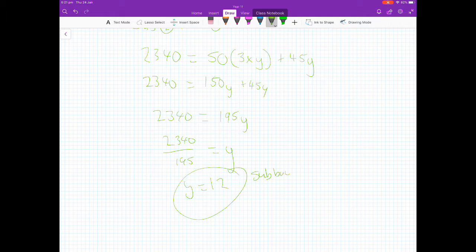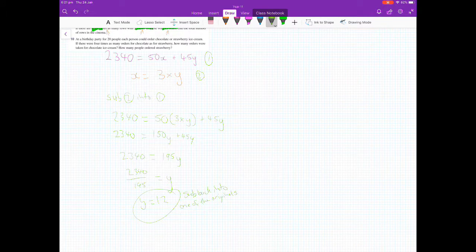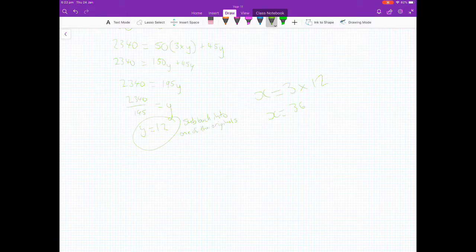What do we do when we know that? We sub it back into an equation. I'm going to choose 2 just because, again, equation 2 was just easier. So X was 3 lots of Y. All we're going to be doing is timesing that 12 by 3. Use a calculator if you're going to get stuck, but otherwise it is 36. Trust yourself, occasionally.